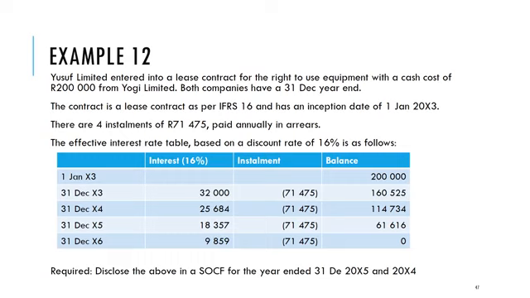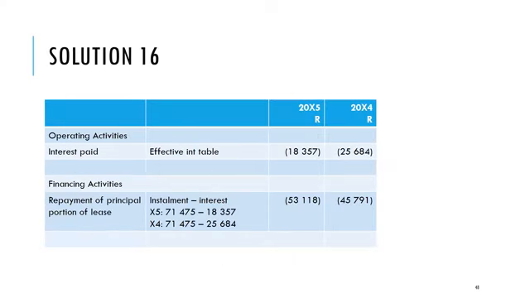And there we see the cash cost being our opening balance. They've worked out our interest. They've used the installments, the 4 equal installments, and we can see the closing balance of 0 at the end of the lease period. You're required to disclose the above in statement of cash flow for the year ended 31st December 20X5 and X4. Okay, so we're going to be using the information from this table, such as the interest of 25,000 and 18,000, to actually impact the operating activities, and the installment of 71,475 to impact our financing activities.